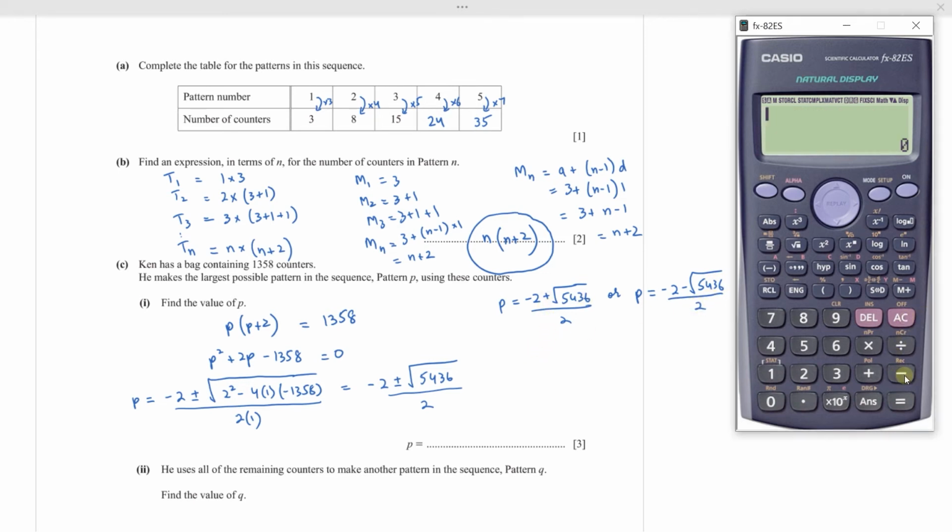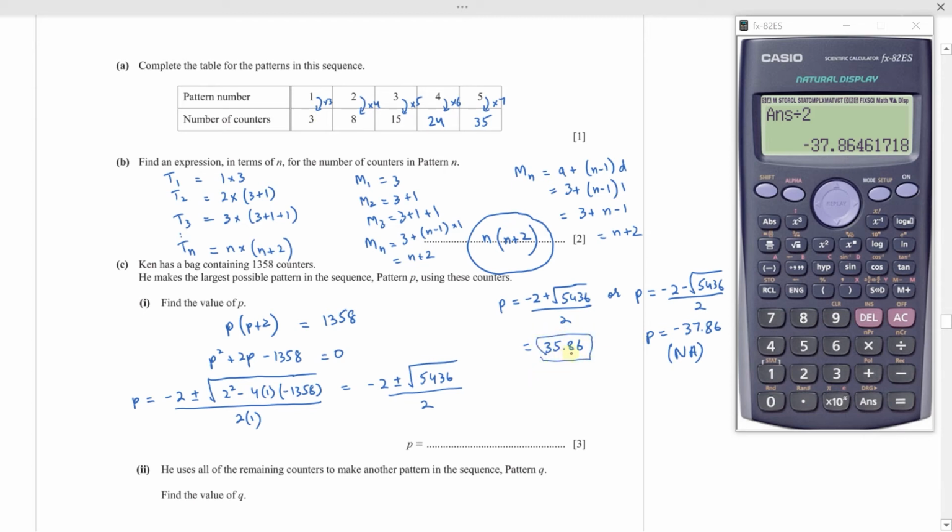So let's calculate this. Minus 2 plus the square root of 5,436, and then divided by 2. This gives you P equals 35.86. And the other P will be minus 2 minus the square root of 5,436, divided by 2 as well. This is minus 37.86. Now this value is not applicable because it is a negative number, and your pattern number cannot be negative. These pattern numbers are always positive.